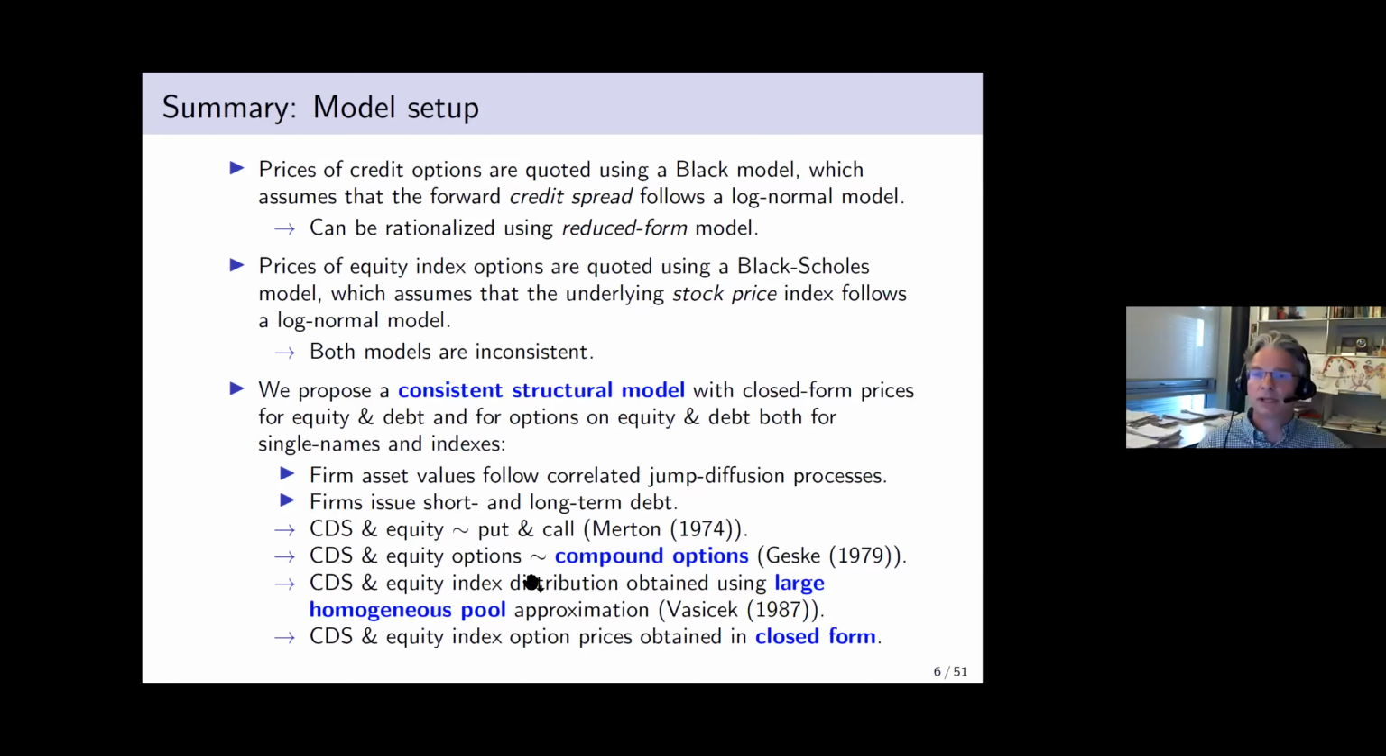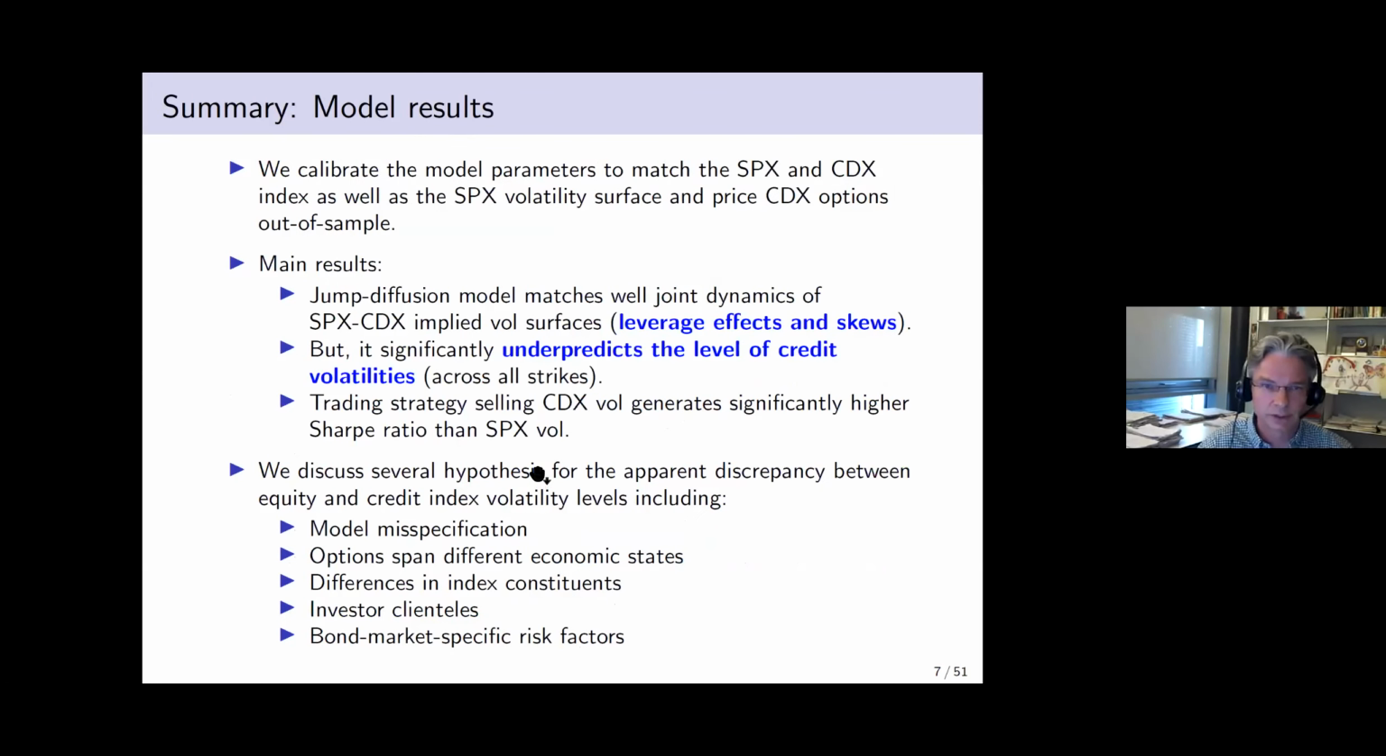And then we can aggregate these individual equity prices and the individual CDS prices to get an index. And there we're going to use this idea of Vasicek of using a large homogeneous pool approximation so we can get an explicit solution for the index, both bond, CDS, and equity indices. And then we can use those distributions to price options on the indices. And so everything is obtained in closed form, which then allows us to calibrate the models quite quickly.